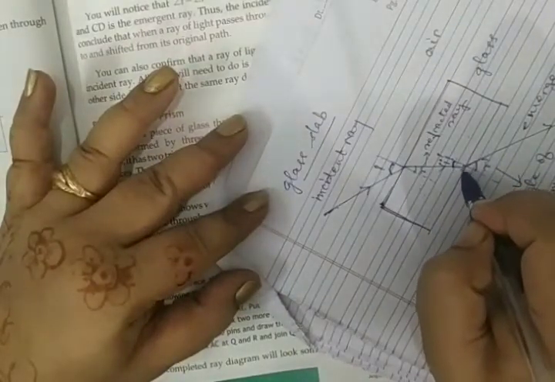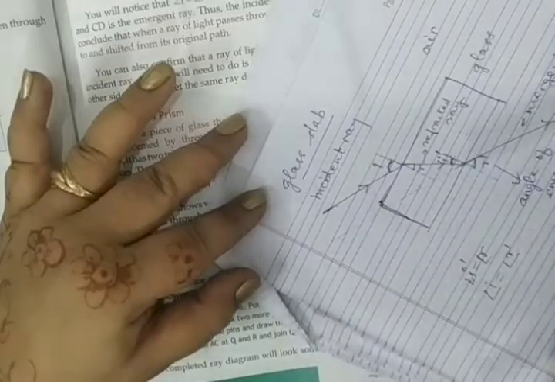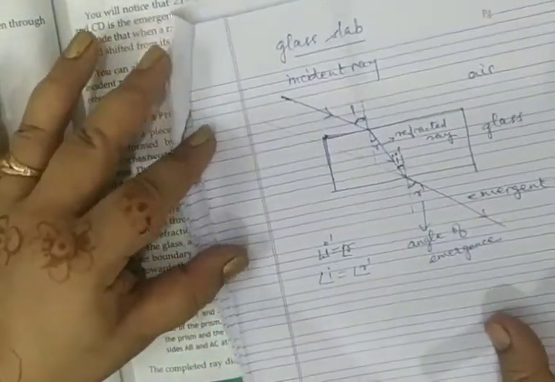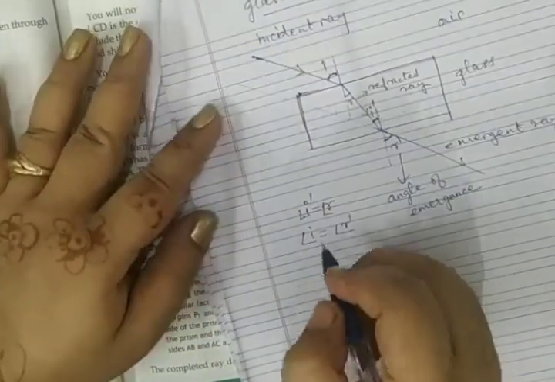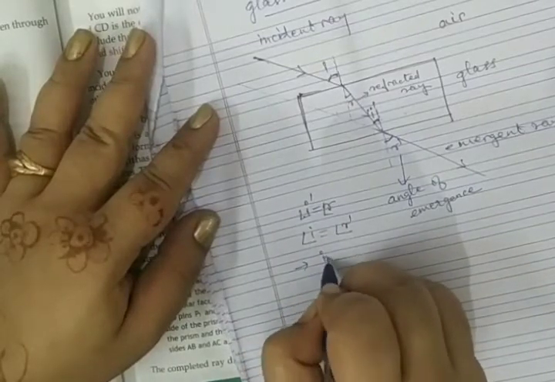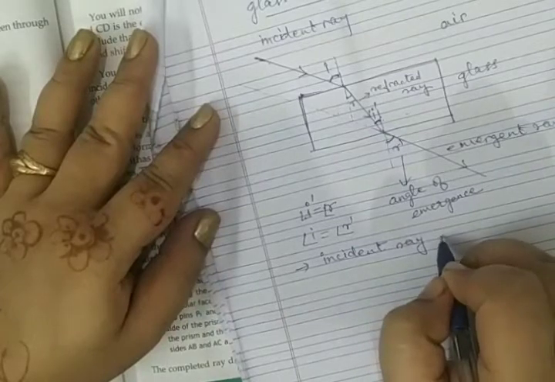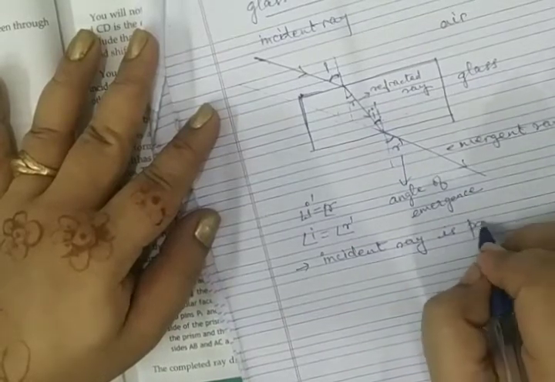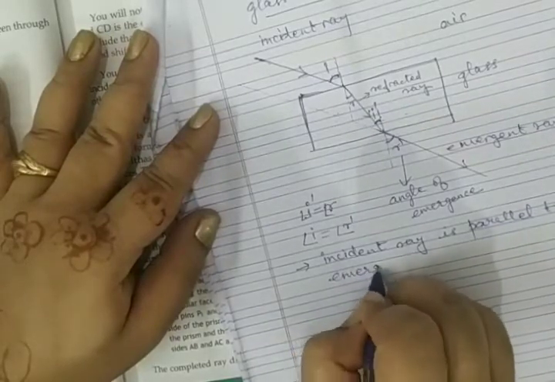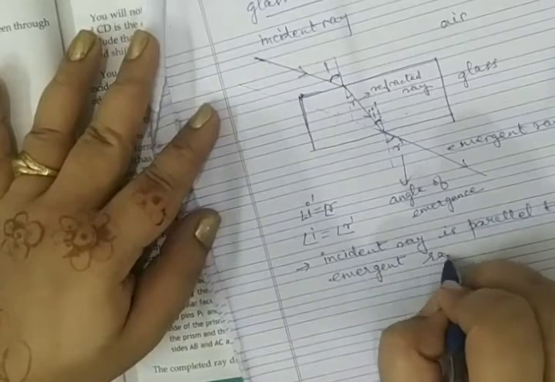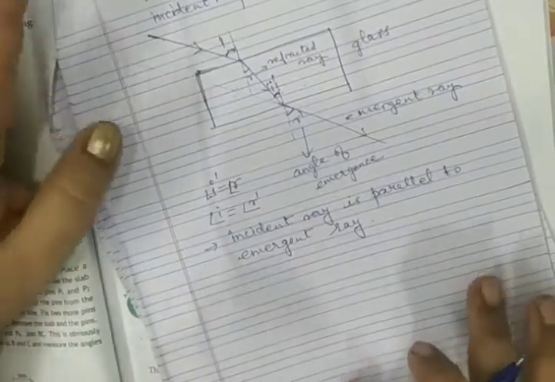Now if you produce this light ray like this, you can see that these two rays are parallel. So this is another fact that you will observe, that the incident ray is parallel to the emergent ray. Okay, incident ray is parallel to emergent ray, right?